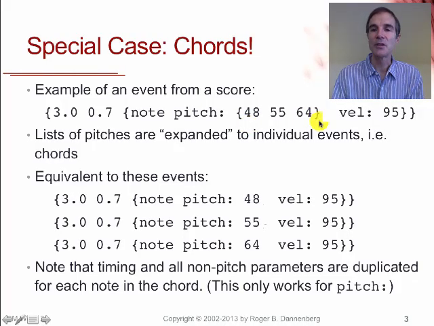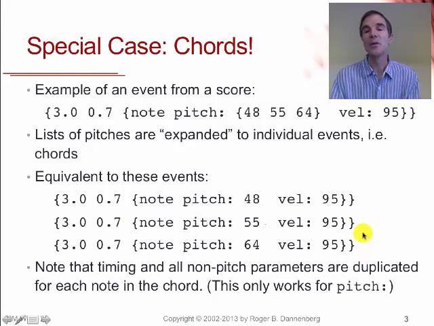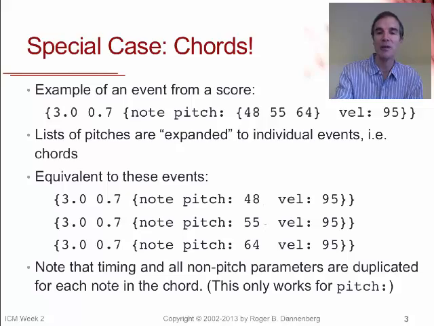And whenever the score processor sees a list in the pitch attribute, the sound event is effectively expanded into individual events. So this first sound event up here with a list of pitches is equivalent to 3 sound events, one for each of the pitches in the list. Notice that all the other parameters are duplicated, and also note that this only works for the pitch. So if I provided a list of velocity parameters, none of this duplication would happen and the program probably would not work.